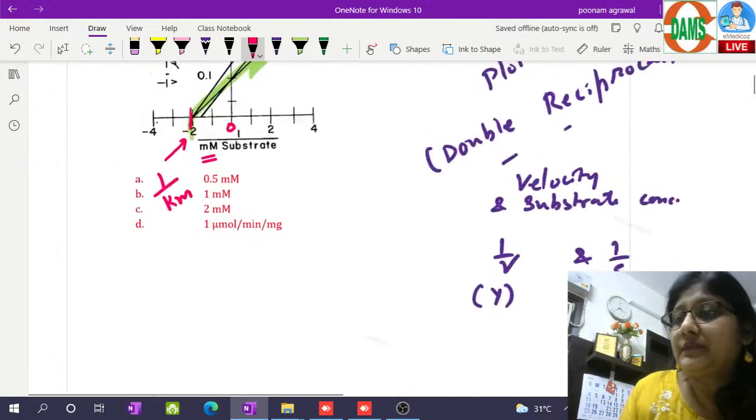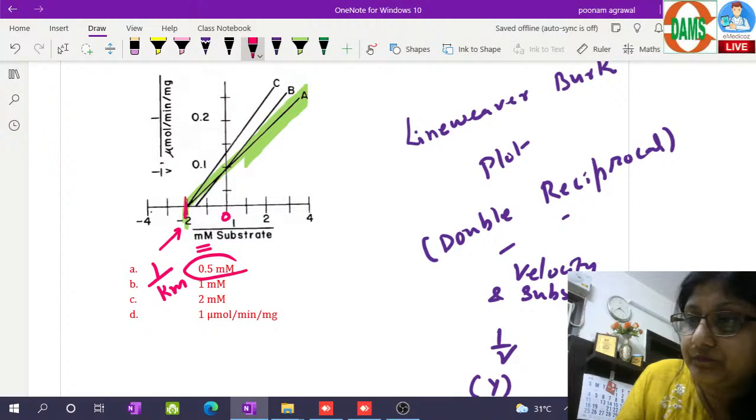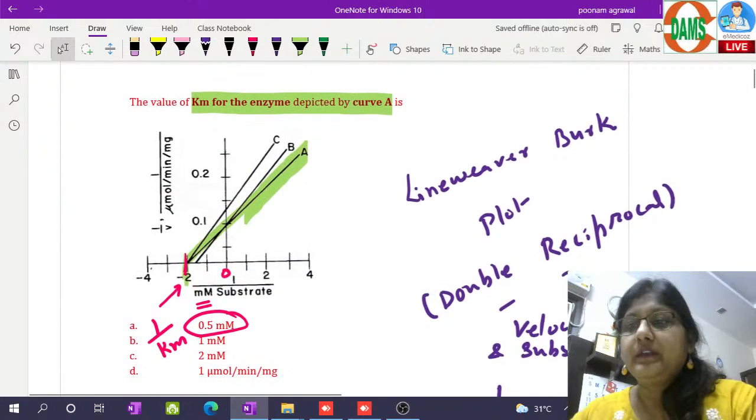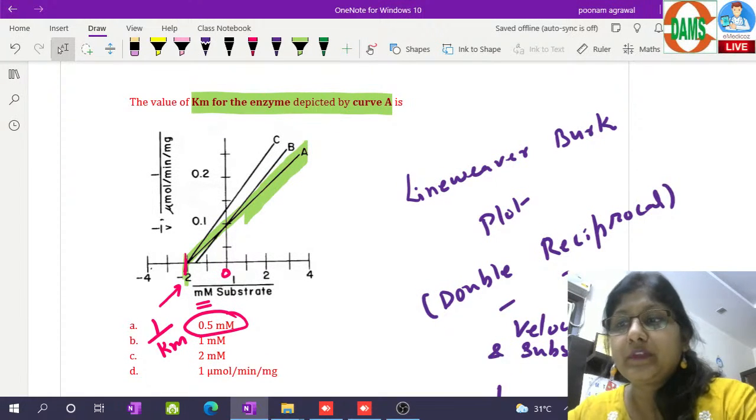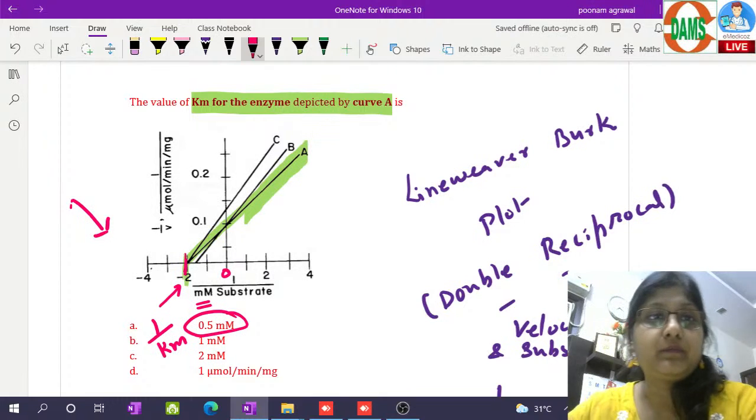So the answer for this question is going to be option A. It's not a very difficult question. But to solve this question, you must understand the Lineweaver-Burk plot. I am just summarizing.